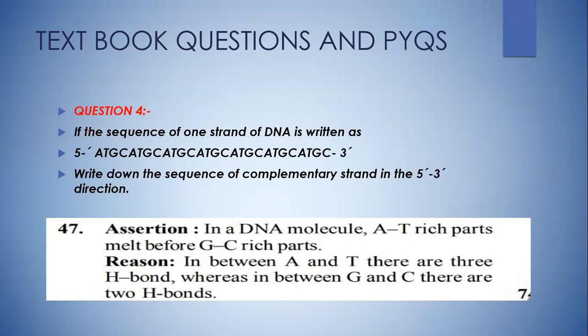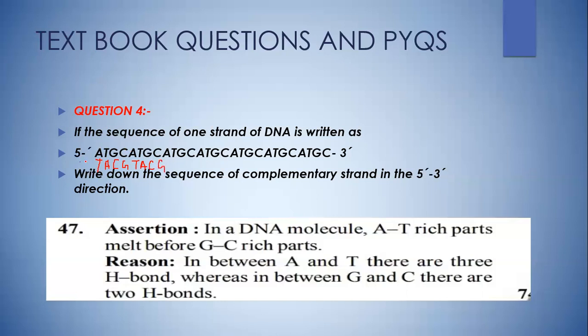So you can see here, if the sequence of one strand of DNA is written as this, write down the sequence of the complementary strand in the opposite direction. It is the 3' to 5' direction. So you can see A will always pair with what? A will always pair with T, right? And T will always pair with A. G will always pair with C. C will always pair with G. A will always pair with T, T will always pair with A, G will always pair with C, and C will always pair with G.